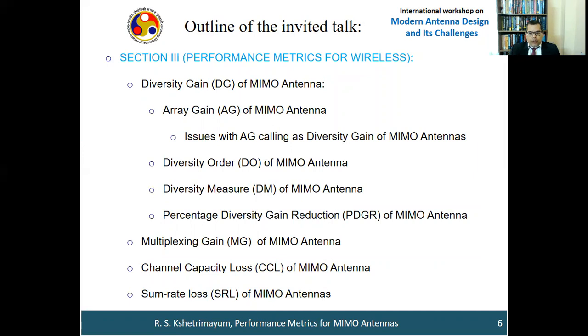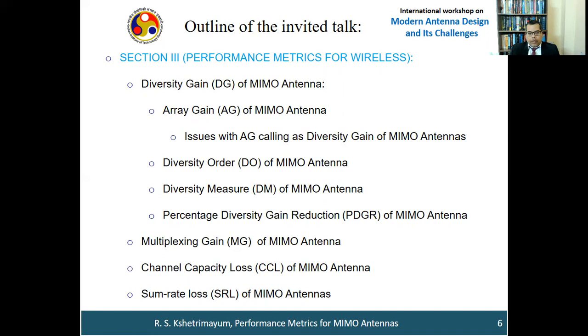So this is what we want to discuss in this talk. Section 3 will give you performance metrics of MIMO antennas and MIMO wireless. Sections 1 and 2 are the background, which is necessary for the discussion in section 3. In section 3, we'll discuss the diversity gain of MIMO antennas. First, we'll discuss the array gain of MIMO antennas, which is mistakenly called diversity gain of MIMO antennas in the literature. We'll discuss what the issue with the array gain is, and we'll define properly what array gain is, and it should not be called a diversity gain of MIMO antennas.